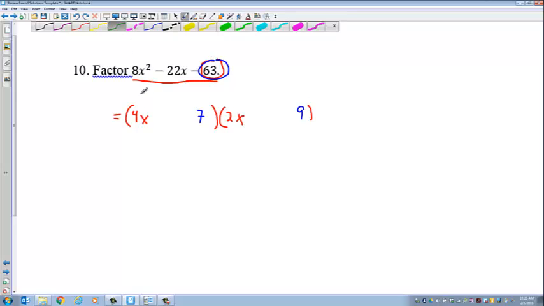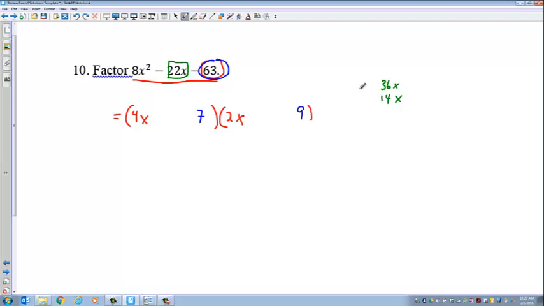Here I have 4x times 9, which is 36x's. And here I have 7 times 2, which is 14x's. What I need to do is make 22x's out of basically 36x's and 14x's. So the idea is basically, can you make 22 by adding and subtracting 14? And it turns out you can. So 36 minus 14 is 22. So you want plus 36 and minus 14. So my first choice worked.